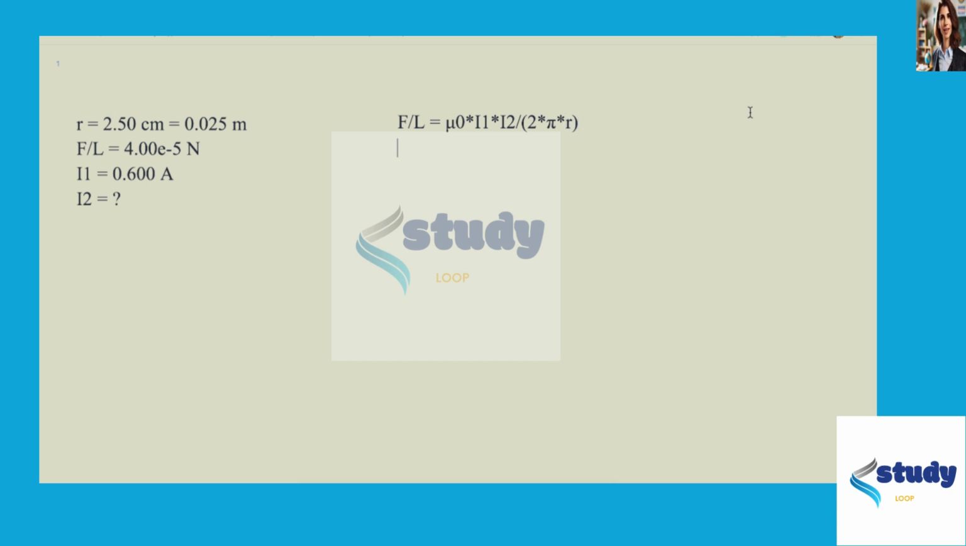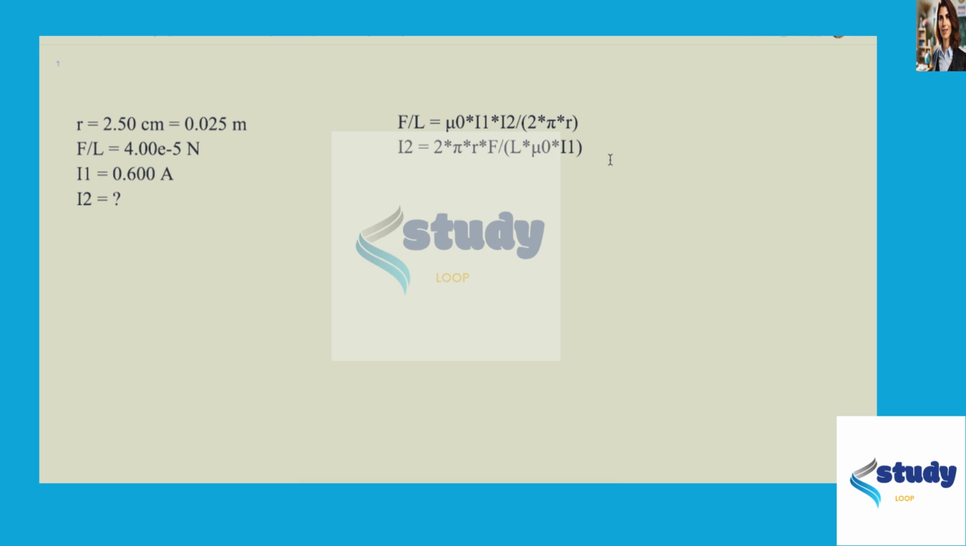So when we rearrange this, we're going to need to multiply a factor of 2 pi r over here times F on the left, and then we're going to get our L down here, and then we'll also have our factor of mu naught times I1. This is going to be our expression for I2. So this is what we get when we rearrange and solve this.